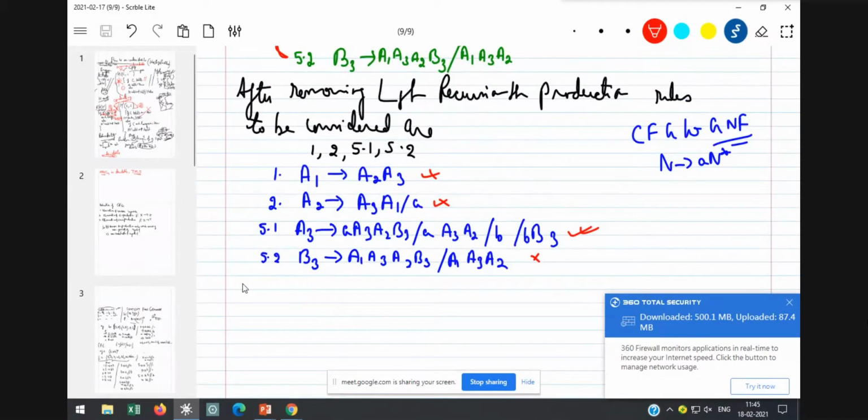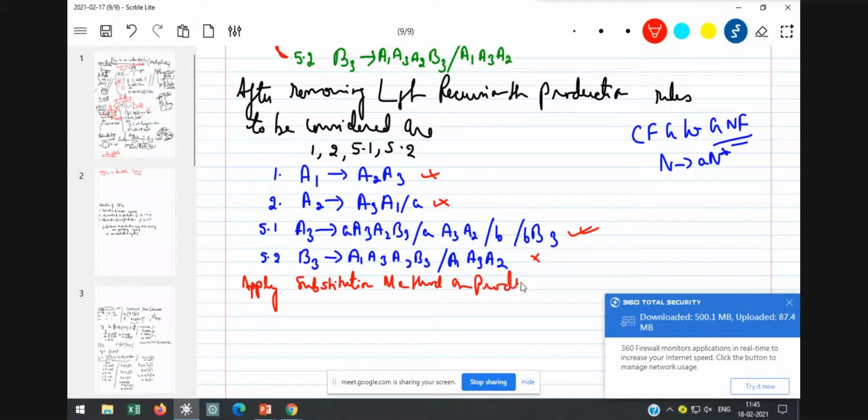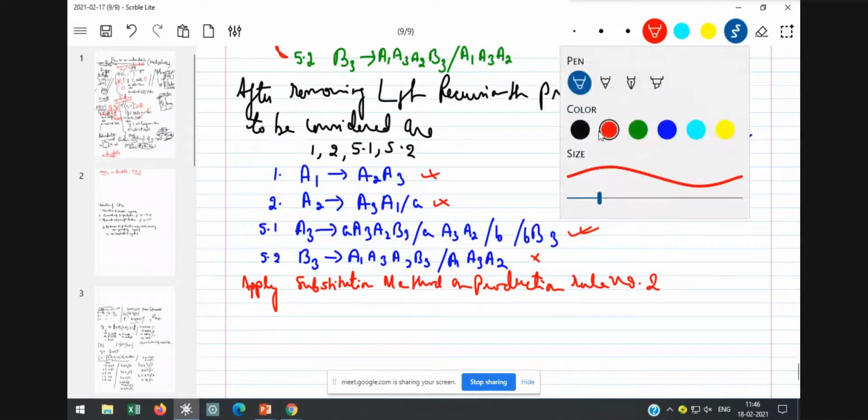Now let me apply the substitution method. Okay. Now out of this 5.1 to 5.2, let me substitute A2. Let me apply the substitution method on production rule number 2. Now you will come to know why I'm targeting production rule number 2 first. You'll come to know.